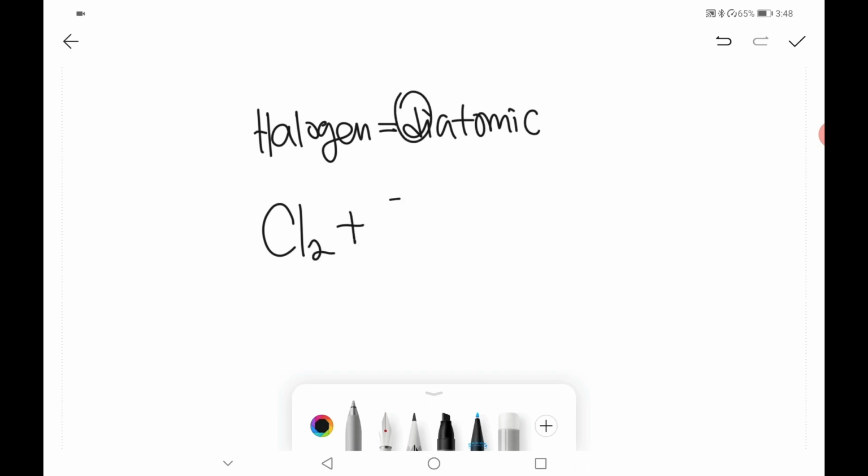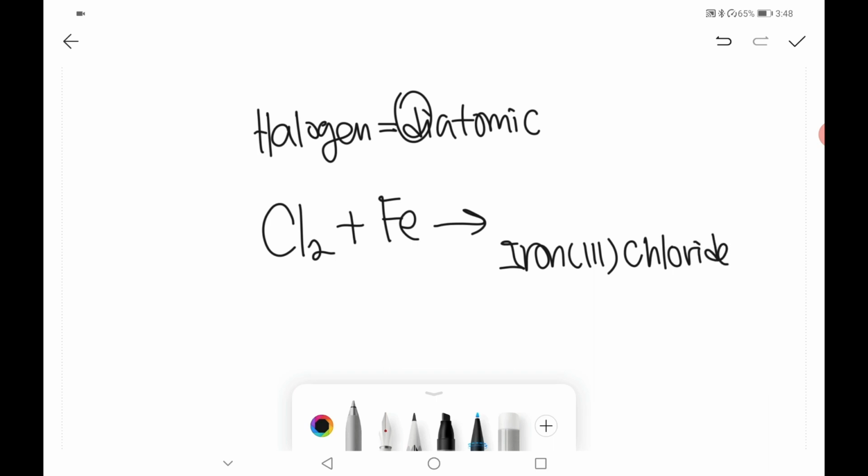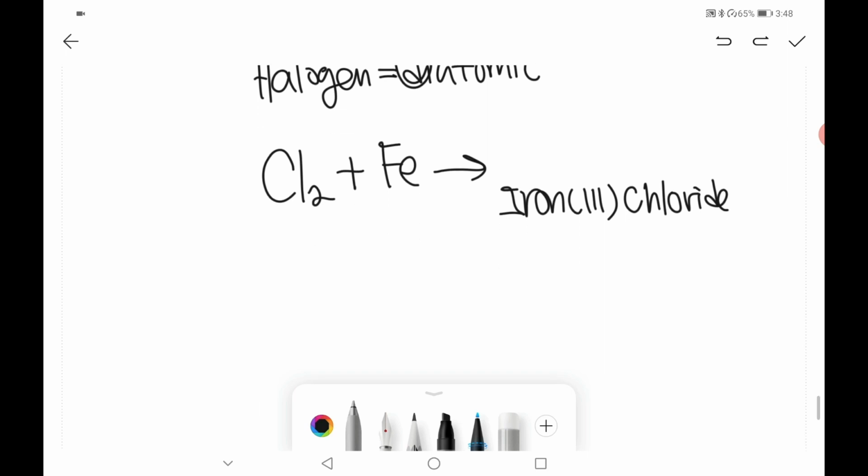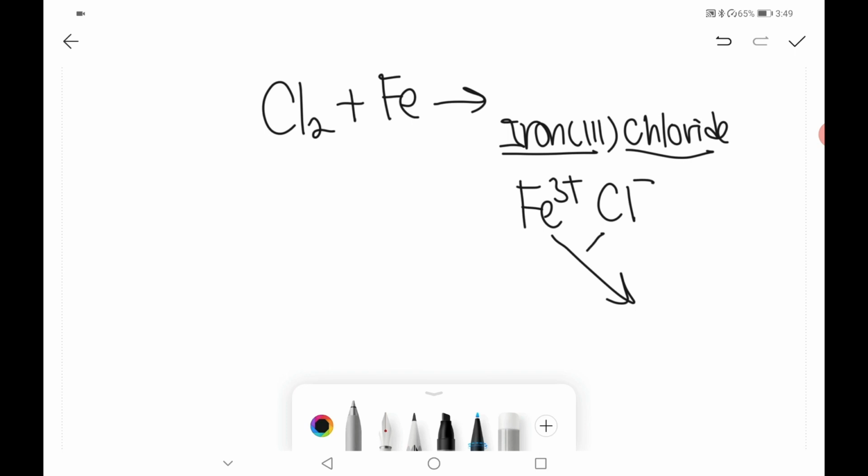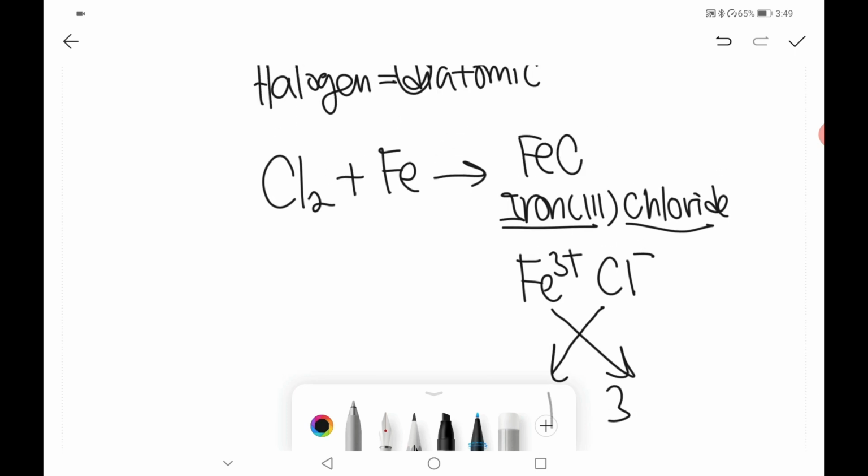So when chlorine reacts with iron, what will happen? You will form iron 3 chloride. Watch out, it's iron 3, not iron 2. So what is the formula for iron 3 chloride? Iron 3 is Fe3+, chloride is Cl-. When they have different charges, we can do a cross method. When you do a cross method, the formula is FeCl3.